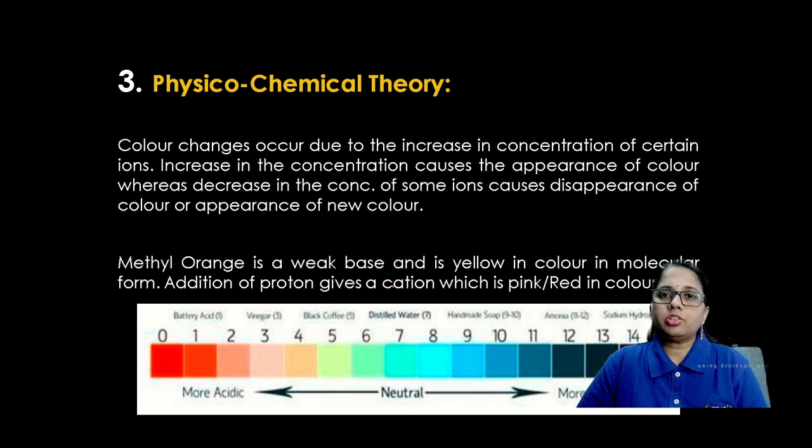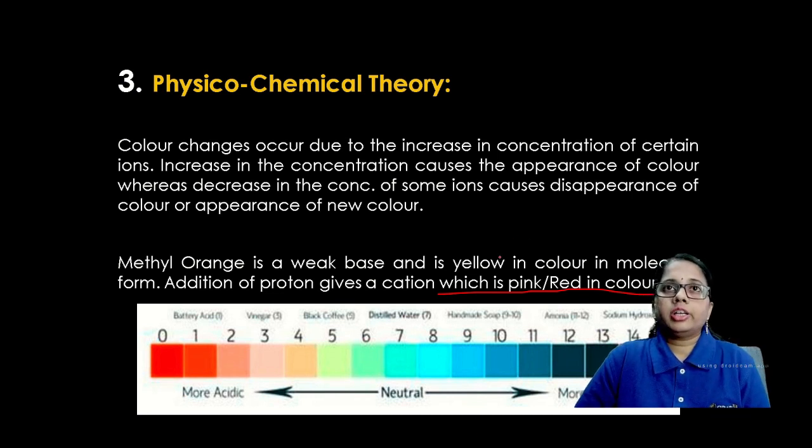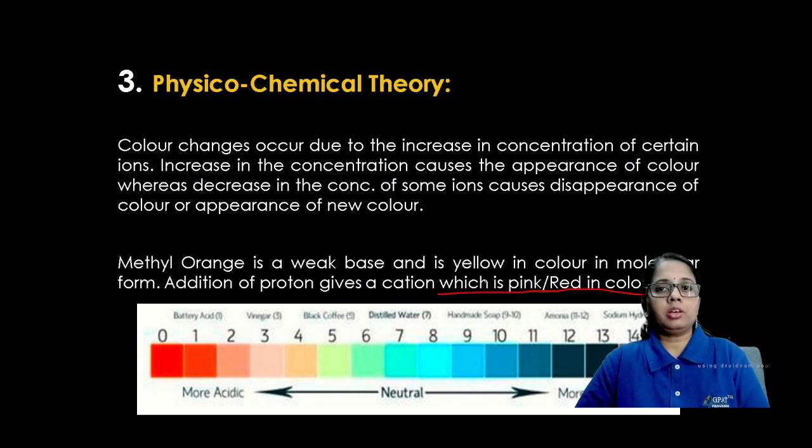So methyl orange is a weak base and it is yellow in color. We have already discussed that. The addition of a proton gives a cation which is pink or red in color. So physicochemically it is going to give a different color. Dissociation is going to happen in both cases, but the physicochemical properties of the ionized form are different from the unionized state. Thereby you are going to see the different colors.